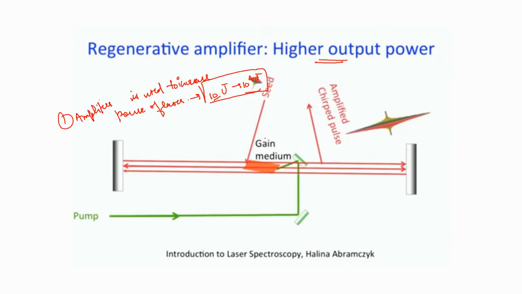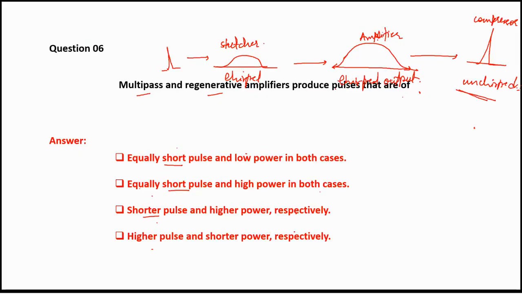The second thing is regenerative. In this case, we get a higher output power, which, unlike in the first case, we could not get in the case of a multipass amplifier. So basically, here the answer will be high power and shorter pulse respectively. Okay. So this is the answer to this question.